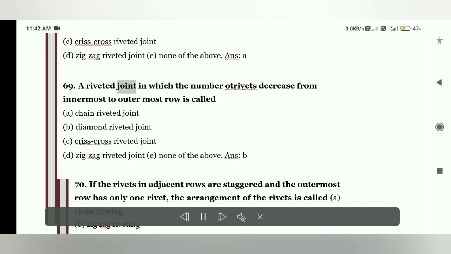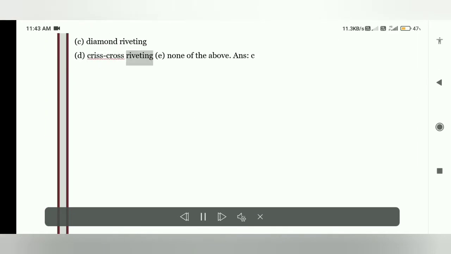69. A riveted joint in which the number of rivets decreases from innermost to outermost row is called: chain riveted joint, diamond riveted joint, crisscross riveted joint, zigzag riveted joint, none of the above. Answer B. 70. If the rivets in adjacent rows are staggered and the outermost row has only one rivet, the arrangement of the rivets is called: chain riveting, zigzag riveting, diamond riveting, crisscross riveting, none of the above. Answer C.